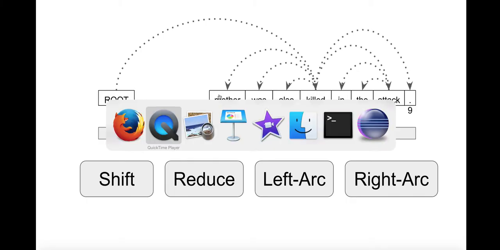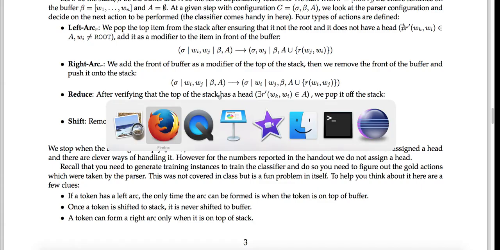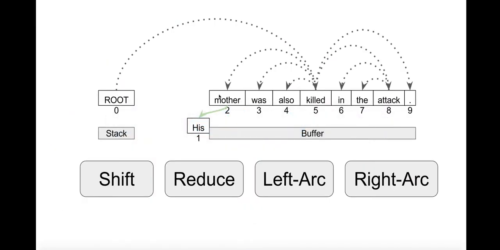If we look at the PDF yet again, we see that the action to be performed when we add a left arc is that we pop the top item from the stack after ensuring that it is not the root and it does not have a head, and then add it as a modifier to the item in front of the buffer. And that is what we do here as well. So we add it as the modifier of the token mother and remove it from the stack.